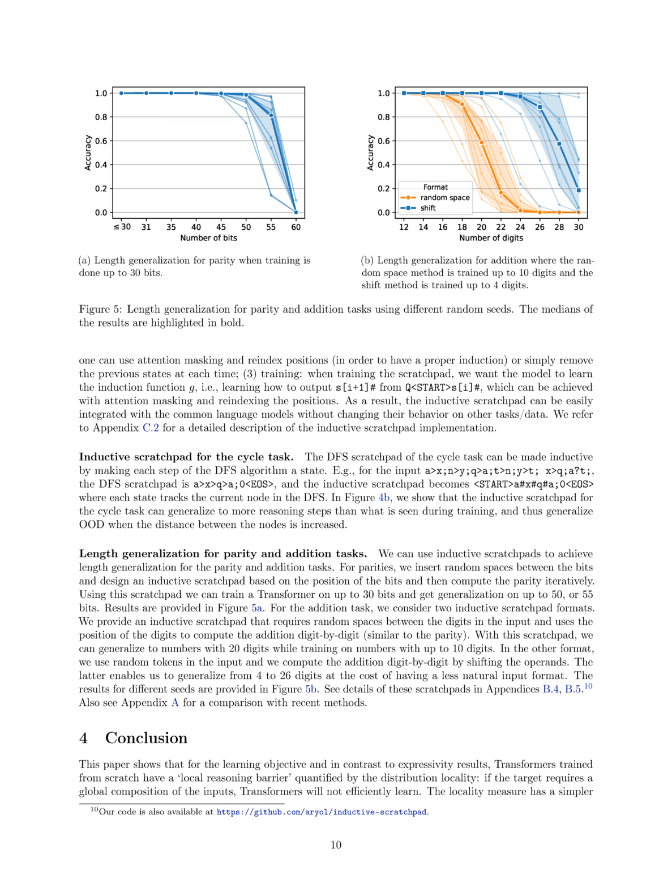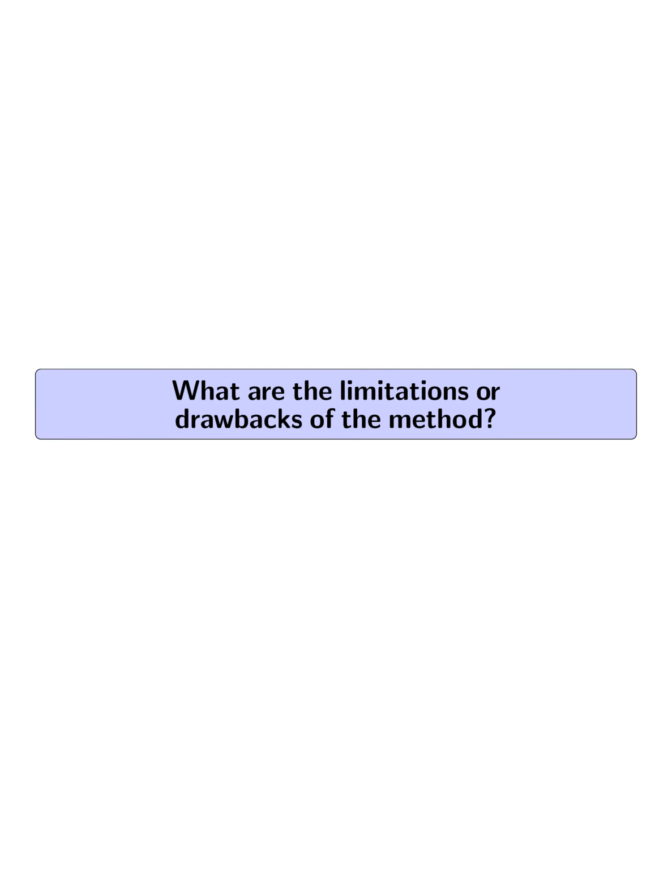For the parity task, the inductive scratchpad facilitated learning parity functions efficiently, with the model able to generalize up to 50 to 55 bits from training on up to 30 bits. Additionally, for the addition task, the inductive scratchpad enabled length generalization from 10 to 20 digits and even up to 26 digits using different methods, showcasing the effectiveness of the approach in improving model performance on tasks with increased complexity and length requirements. What are the limitations or drawbacks of the method?